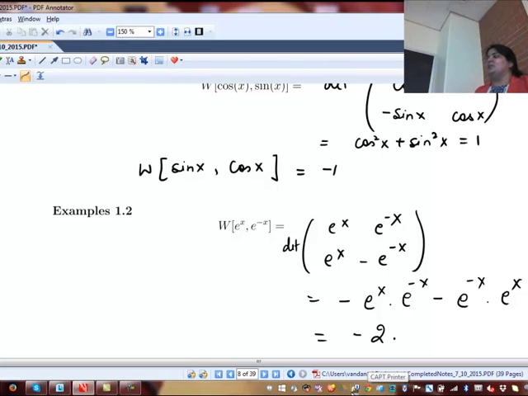So negative 2. You noticed here that if you consider e to the power lambda x and e to the power minus lambda x, then you will still get negative 2 as a Wronskian. So whenever the Wronskian is non-zero, that will imply the functions are linearly independent. Now what do we mean by functions to be linearly independent?